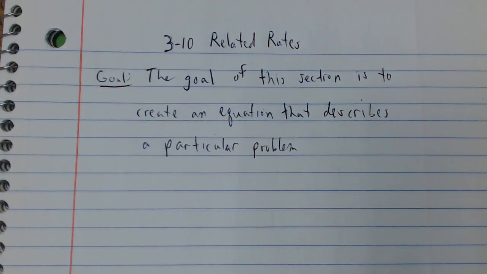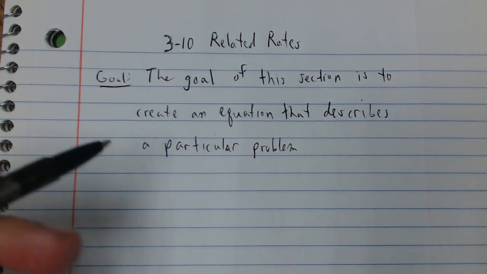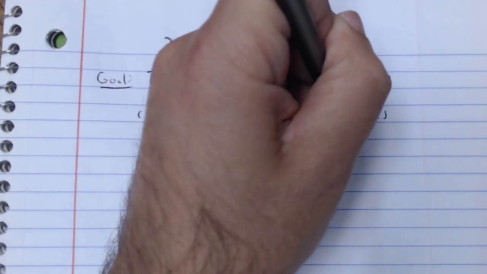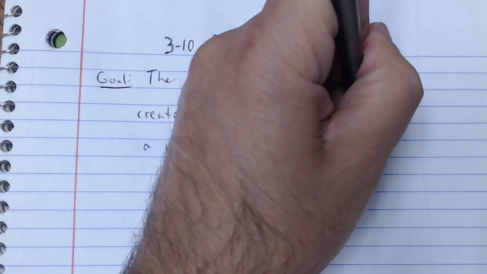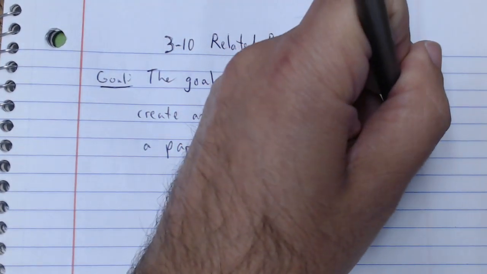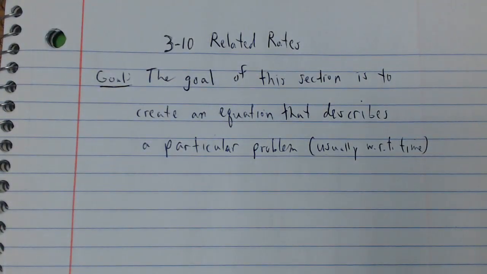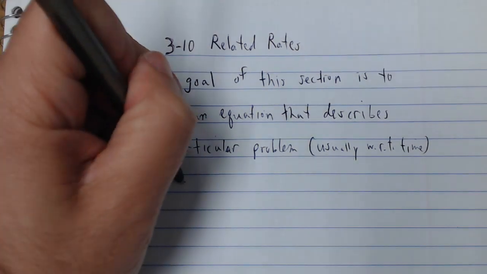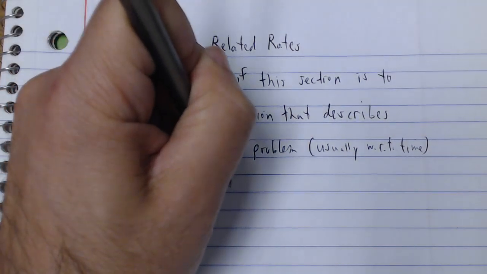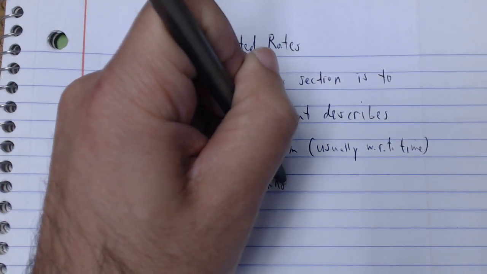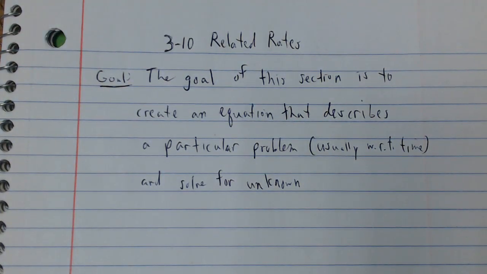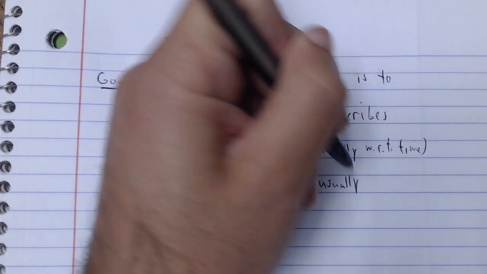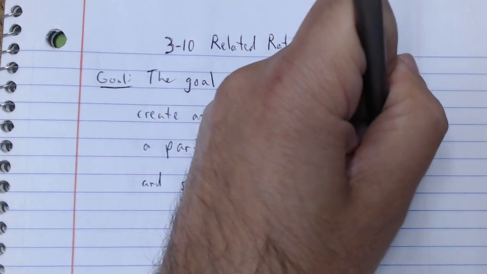And when we find the equation that we create that describes this particular problem, usually that equation is going to be described with respect to time. And basically, once we come up with the equation, then we want to solve for the unknown. Okay, and what you'll notice is, especially in this class, the way we're going to solve for the unknown is usually done by finding the derivative.